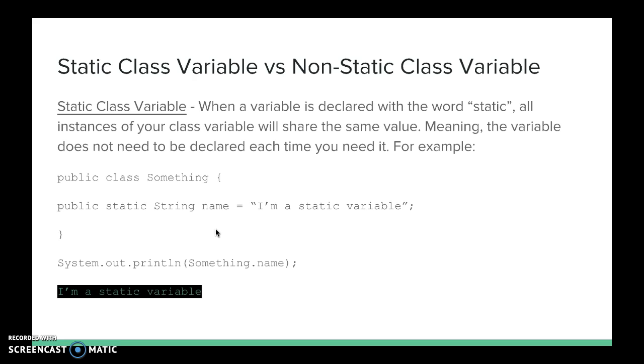across your program. My example here is I've defined a class. I've declared the string variable with static in front of it, and I've given it a value of "I'm a static variable." Outside of my class, I've basically displayed it to the console. I've called my class name dot variable name and it outputs "I'm a static variable."